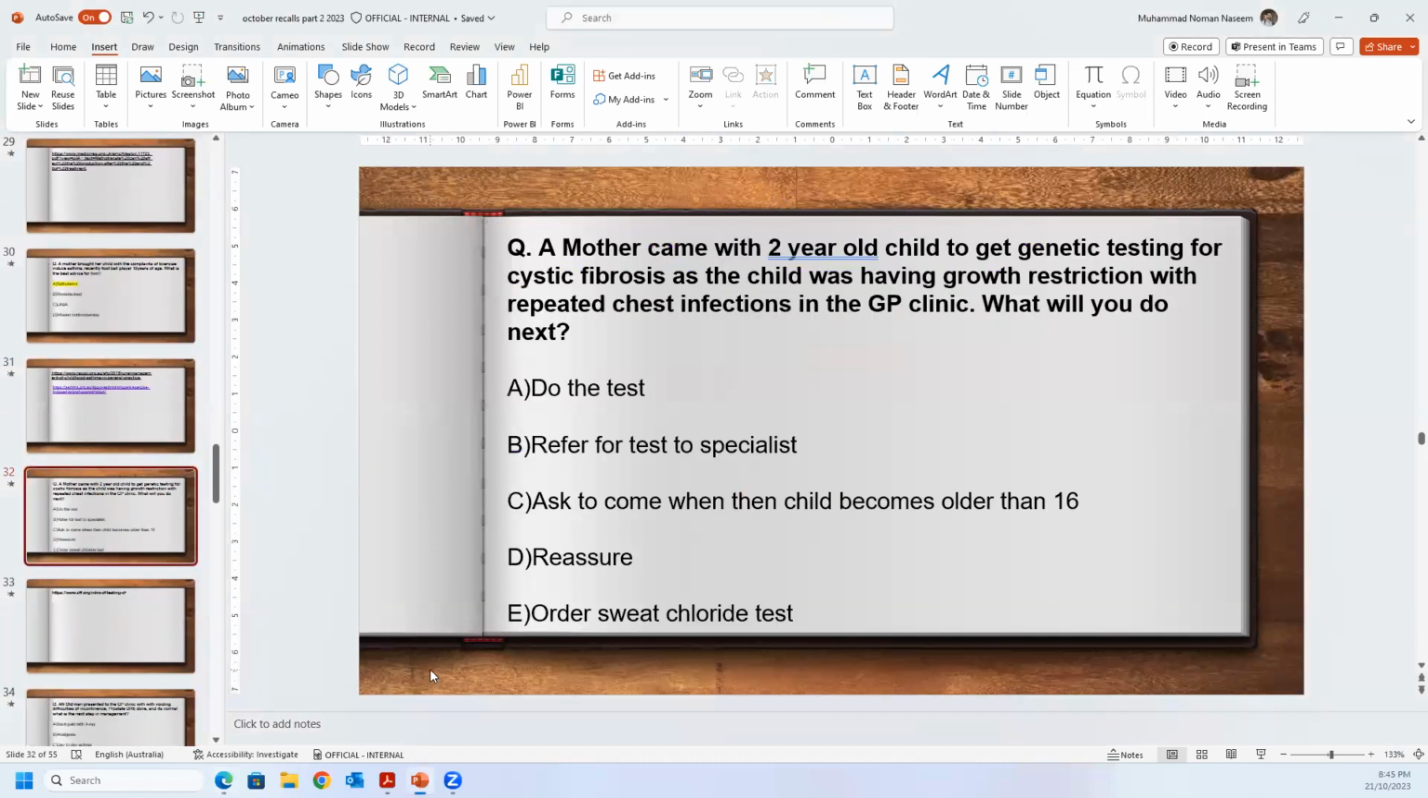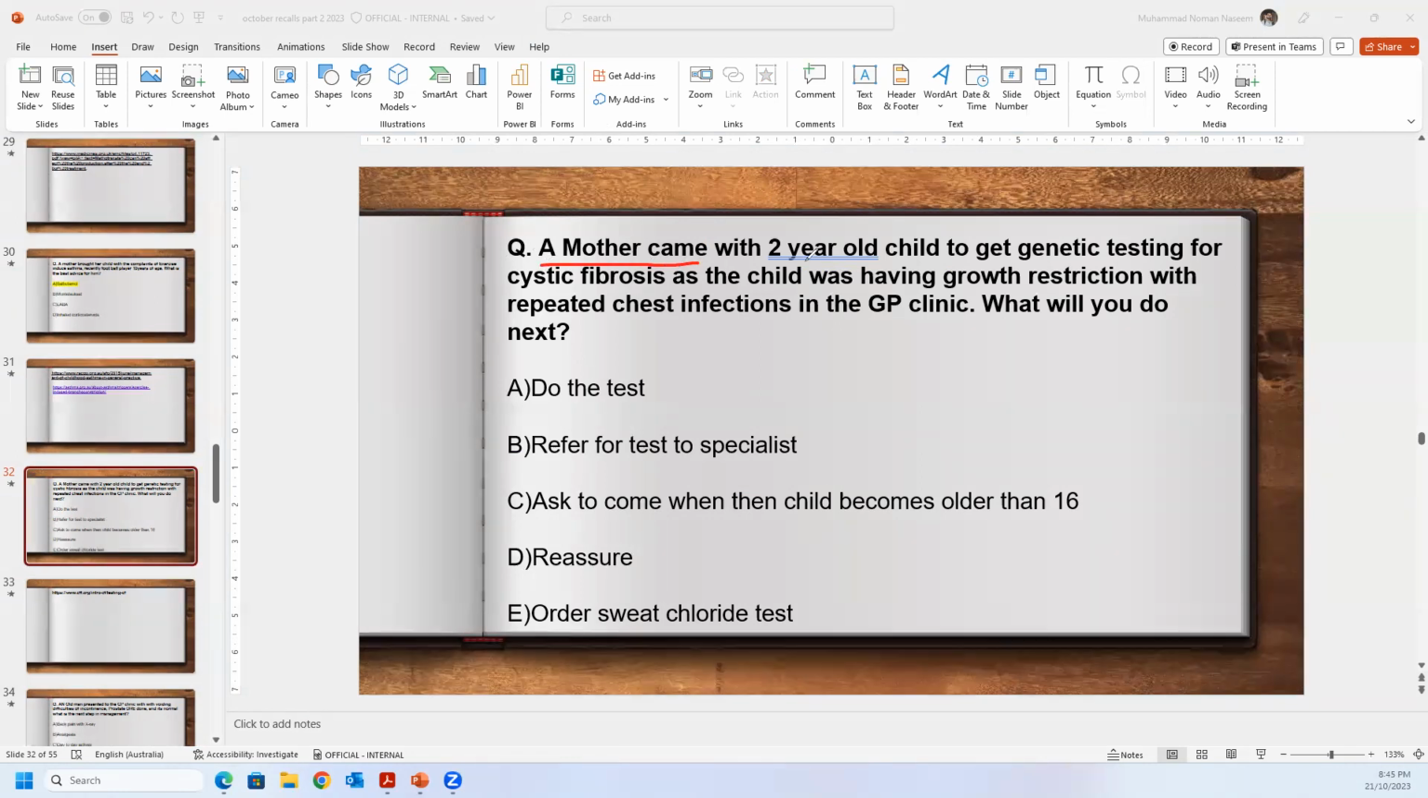Clear? Regarding the exercise-induced asthma in children, it's the same rule that we follow in the adults as well. The recommendation is almost the same. Reliever medication is salbutamol, SABA.